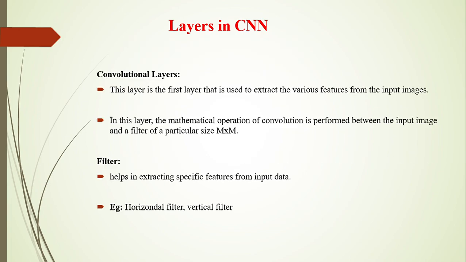The convolutional layer. The convolutional layer is used to extract the various features from the input images. For extracting the features, a filter is used. Each filter is used to extract a specific kind of feature, such as a horizontal filter and a vertical filter. The filter slides over the input image and a mathematical operation is performed between them. If an input feature map has a dimension of n cross n and the filter is of dimension f cross f, the resultant image has a dimension of n minus f plus 1 cross n minus f plus 1.